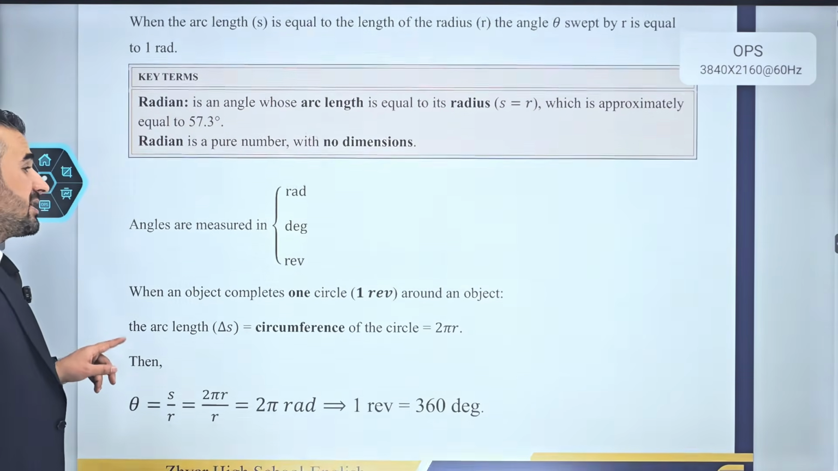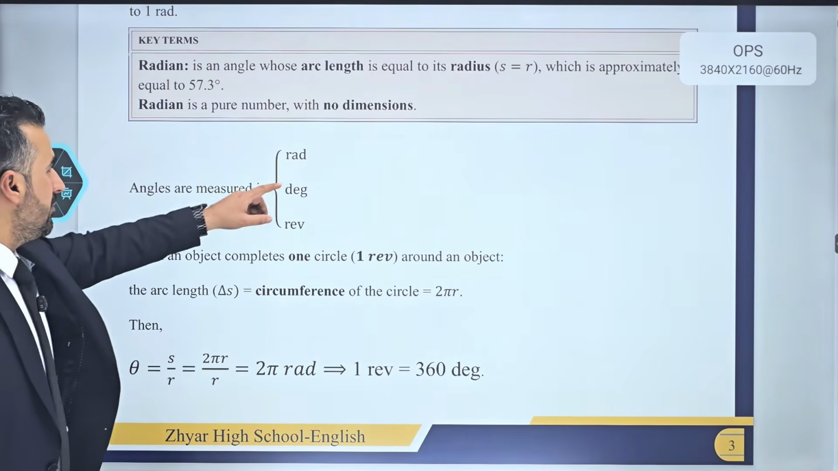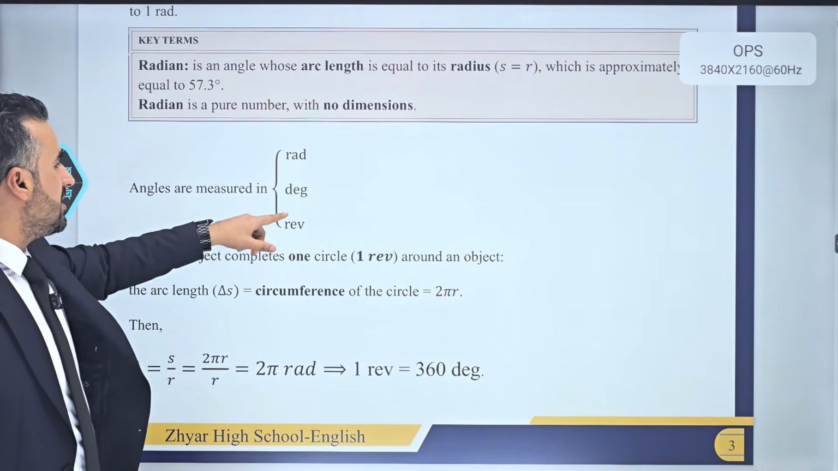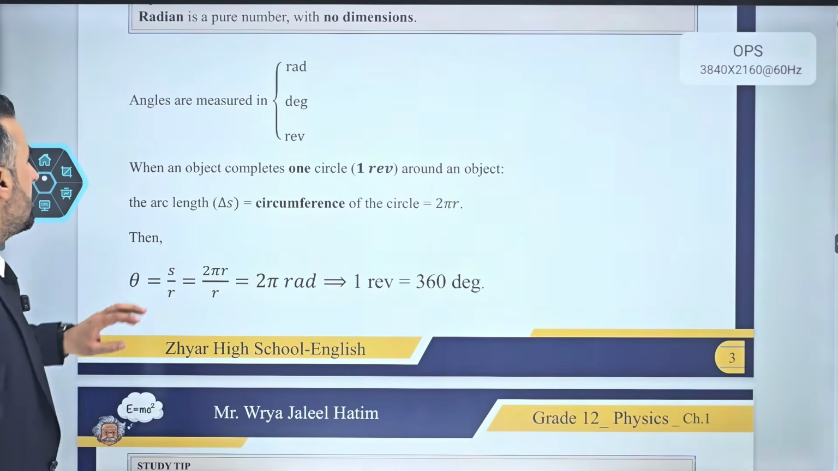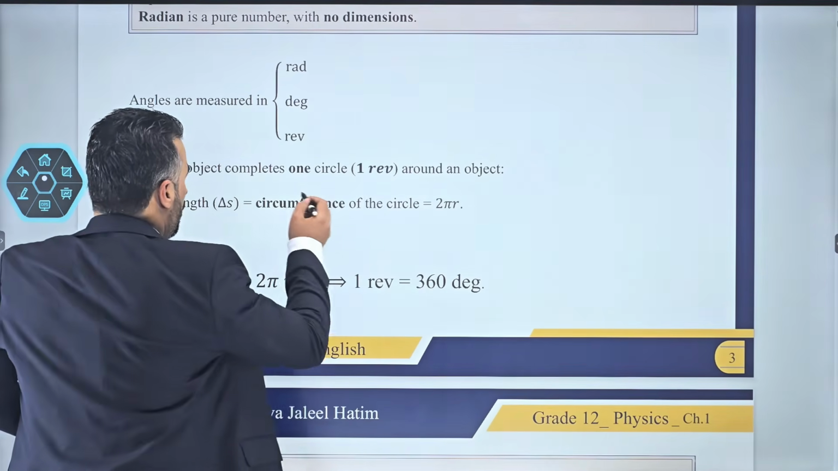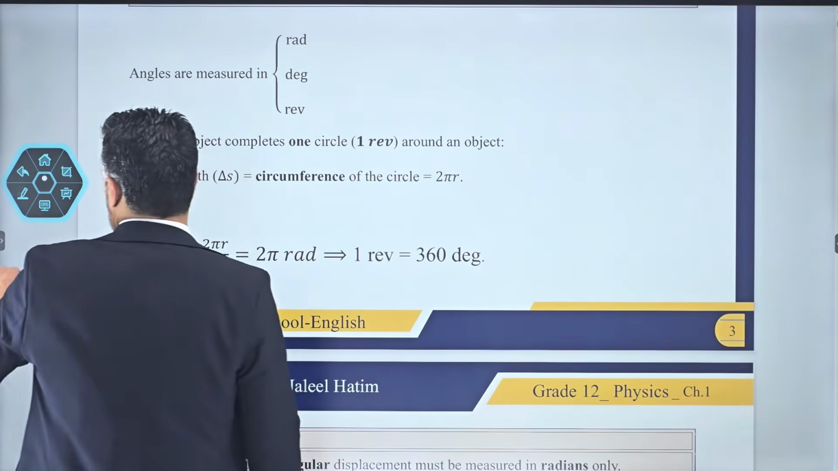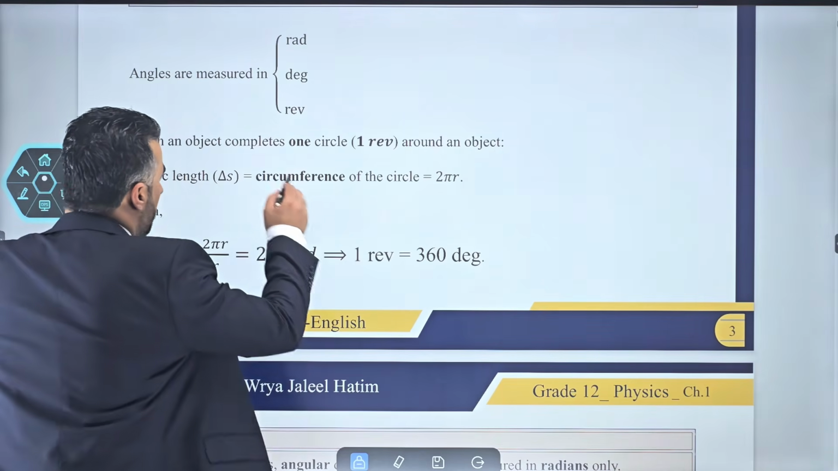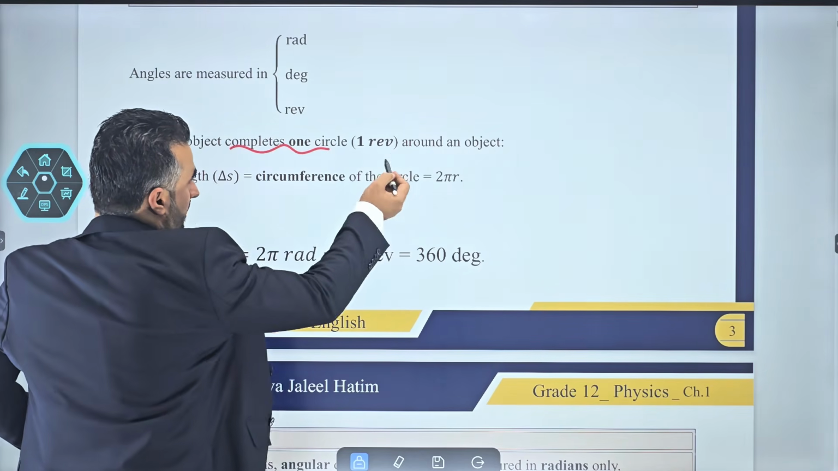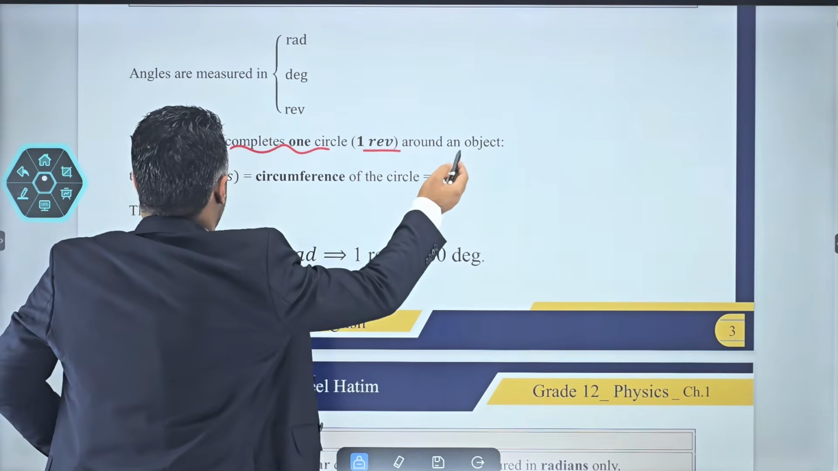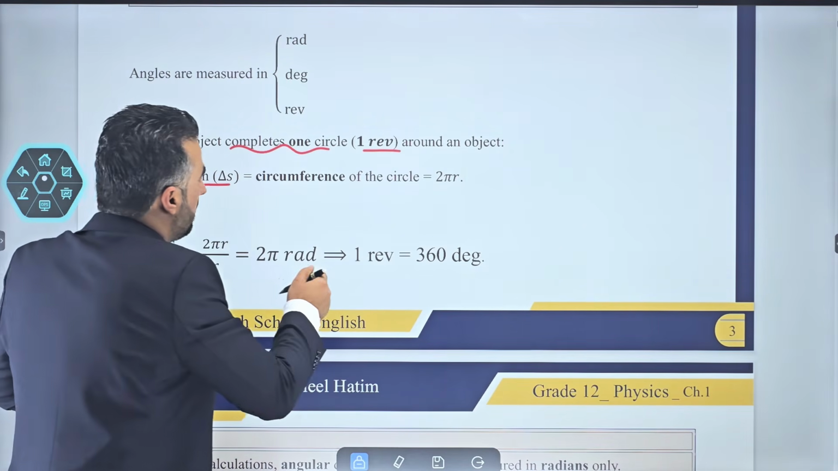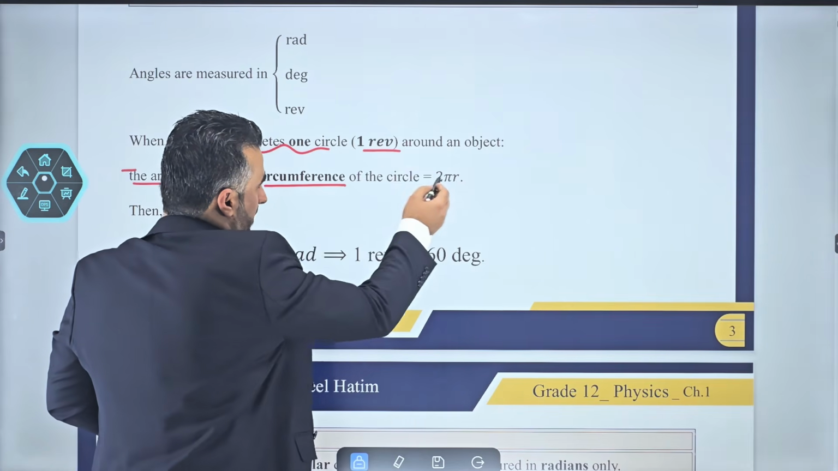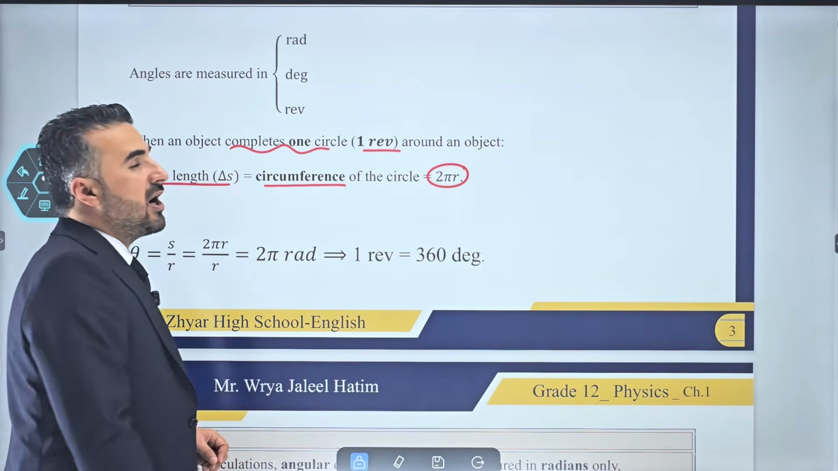We said that angles can be measured in 3 different ways. They can be measured in radians, in degrees, and also in revs. So watch this. When an object completes 1 circle, or you can say 1 full rev, that is 1 revolution around an object. Then the arc length is going to be equal to the circumference, which is equal to 2 pi r.